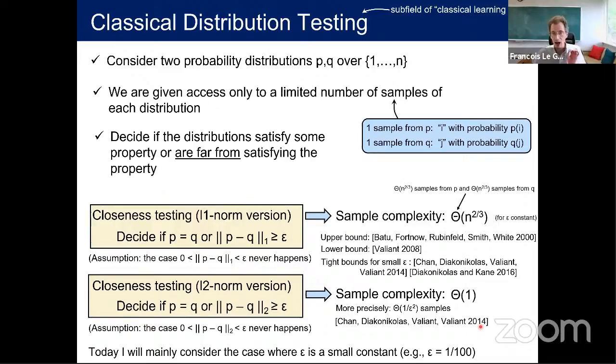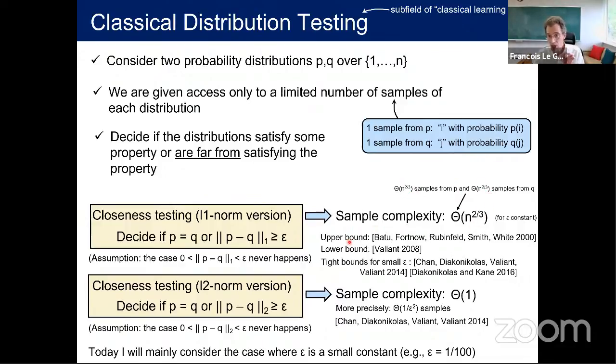Now, the L1 norm version is much more interesting, especially because the sample complexity is an intriguing value, n to the 2/3. We have an upper bound and a lower bound. Actually, the lower bound is even stronger than that. It says that you need n to the 2/3 samples from P and also the same number of samples from Q.